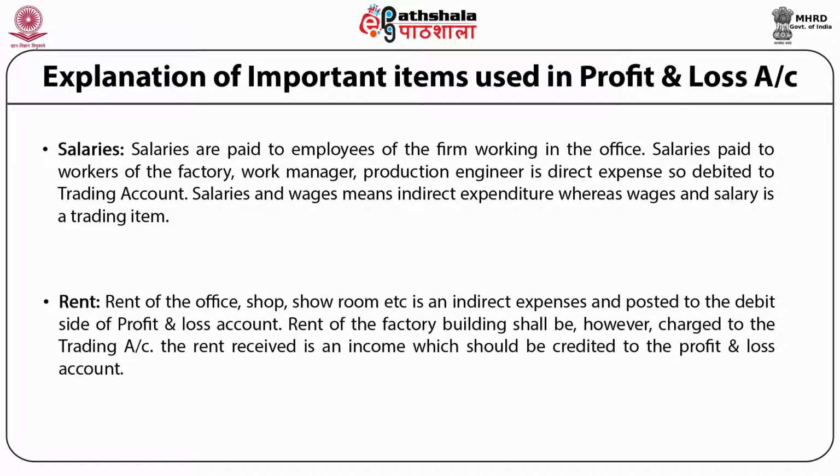Rent. Rent of office, shop, showroom, etc. is an indirect expense and posted to the debit of the profit and loss account. Rent of factory building shall be, however, charged to trading account. The rent received is an income which should be credited to profit and loss account. It means the rent which is related with the office, shop or showroom is treated as indirect expenses and shown in the debit side of the profit and loss account, whereas rent of factory building is shown in trading account.